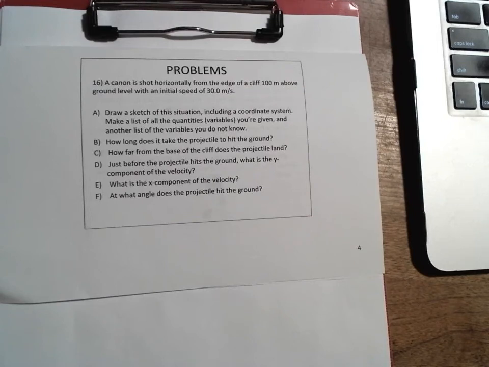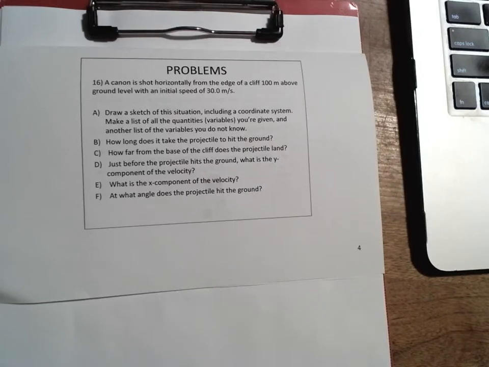This is number 16 from the review problems, and this is a projectile problem. In this problem, we have a cannon shot horizontally from the edge of a cliff, 100 meters above ground level with an initial speed of 30 meters per second. We need to draw a sketch, determine the time it takes for the projectile to hit the ground, determine how far from the base of the cliff, so that's my x final.